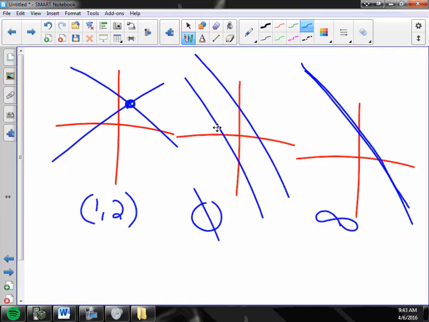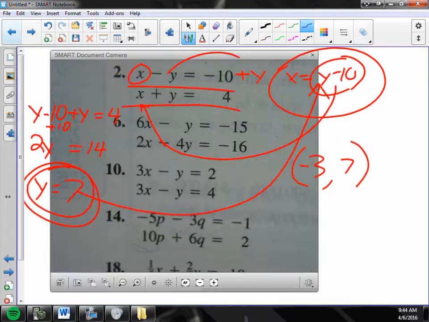Okay. Now, you may run into the words consistent, inconsistent, dependent, and independent. But consistent just means it has an answer. Inconsistent means it has no answer. So we may run into that.